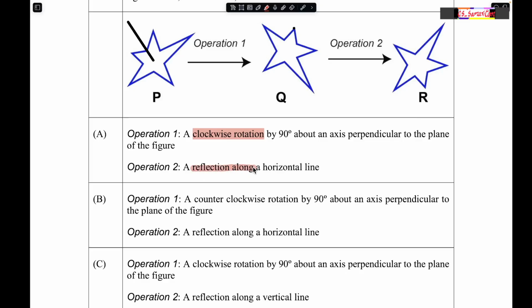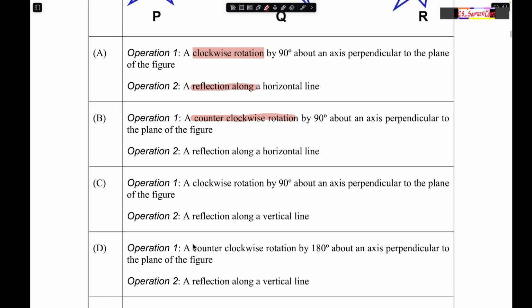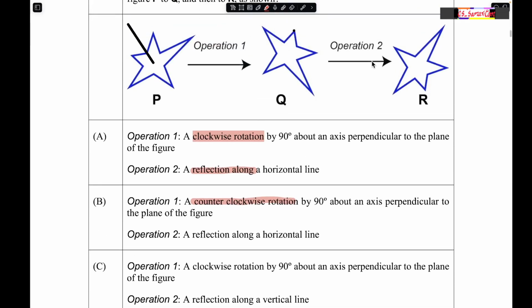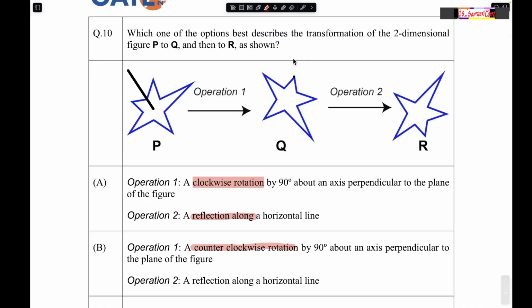Over here, a counterclockwise rotation about an axis perpendicular to the figure. So this part, axis perpendicular to the figure, is common to all operation 1s, and reflection is common to all operation 2s. So in the second operation you must only imagine the reflections along the horizontal and the vertical lines. What is the reflection along the vertical line?